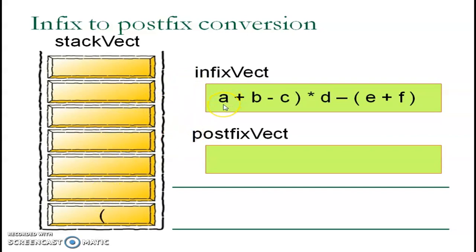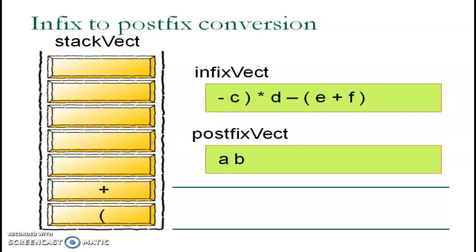Okay. The next symbol, a, is an operand. An operand must go directly into the postfix string, right? So it will come here. Now plus is an operator, it should go into the operator stack on top of this opening parenthesis. Then the next symbol is b, which is an operand. It directly goes to the postfix string.